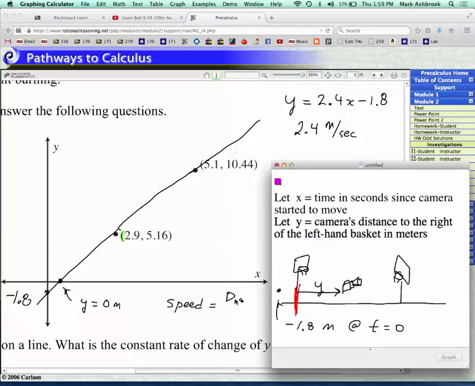So let's look here. This coordinate pair here, is this a time and a corresponding distance? Agreed? Time and a distance? Okay, and this is a time and a distance? So I want you to find, for each of those, distance over time. Go ahead and find distance over time for this coordinate pair and for this coordinate pair. Confirm with the person next to you.